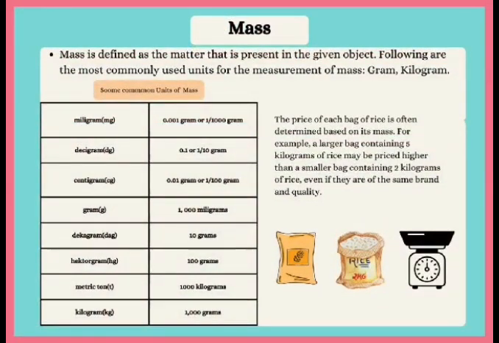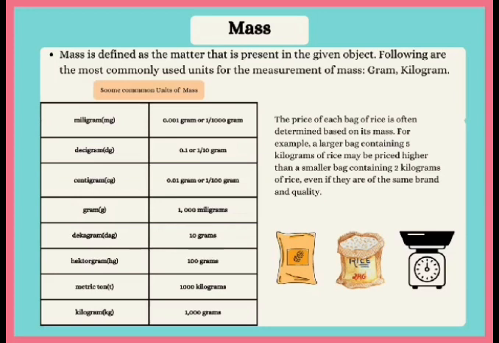And now let's proceed with the mass, which is another type of measurement. So mass is defined as the matter that is present in the given object. Following are the most commonly used units for the measurement of mass: gram, kilogram, milligram, decigram, centigram, decagram, hectogram, metric ton, and kilogram.